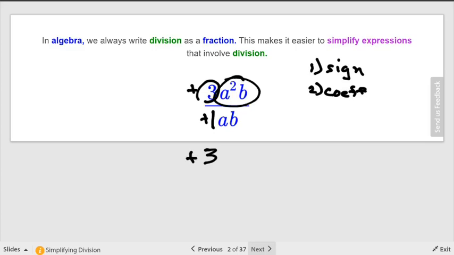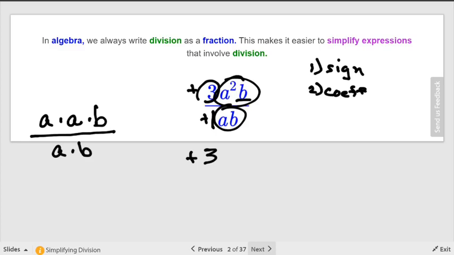Well, here's where it gets a little interesting, though. We have a squareds and b's and a's and b's. So we've got to work with those variables. For the variables, what we're going to do to do the division is we're going to expand them. So off to the side, a squared literally means a times what? A. And then what else is up there? B. A b. So that's what I mean by expanding it. In the bottom, ab just means a times what? B.